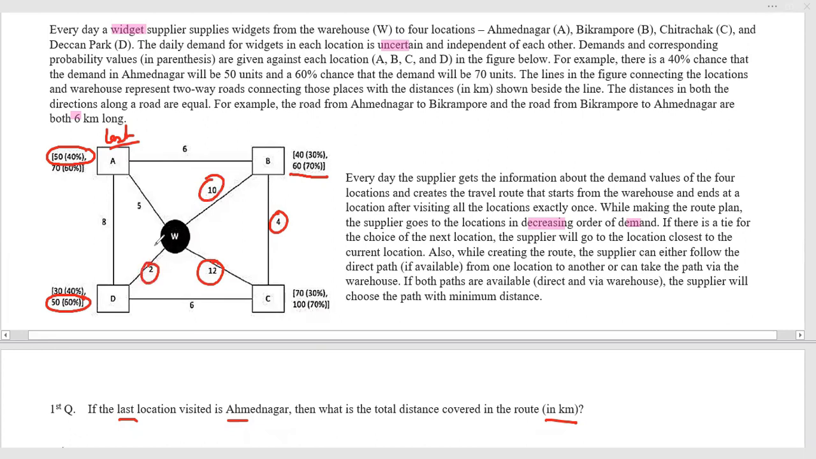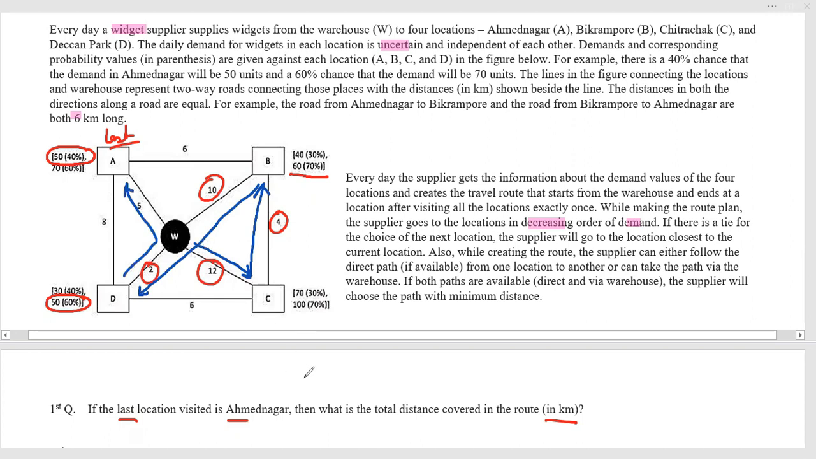This is the path line. Let me draw it. From this, it is going here for 12. From here, it is going to B, that is 4. From here, it is going to D, that is 10 plus 2, 12. After that, from D to A, it will move, but out of 8 and 5 plus 2, 7, it would take this path because it is lower, 7.